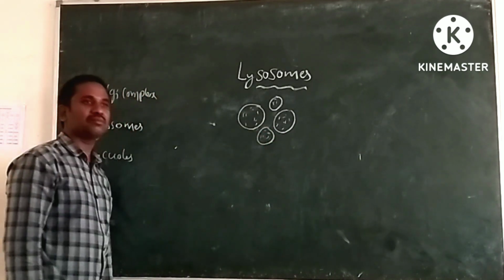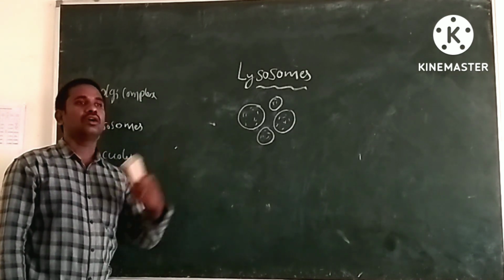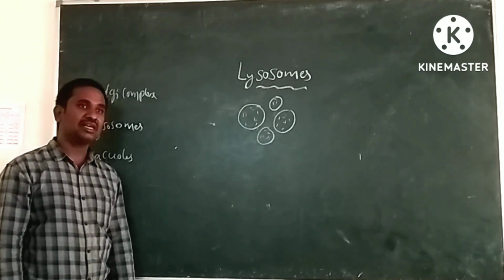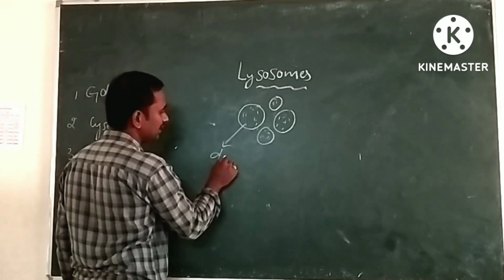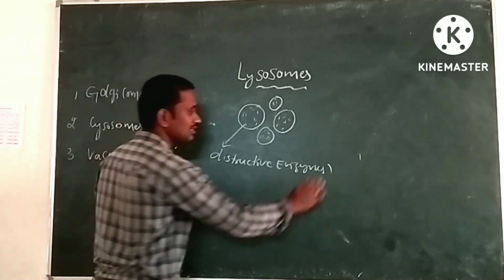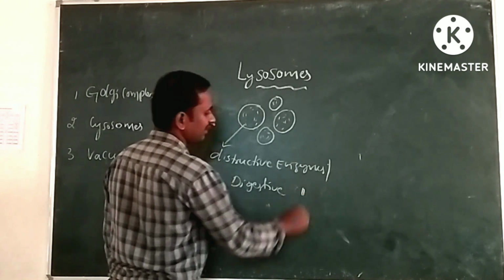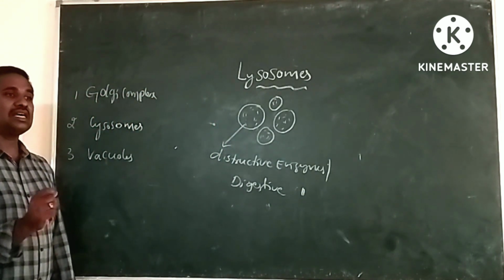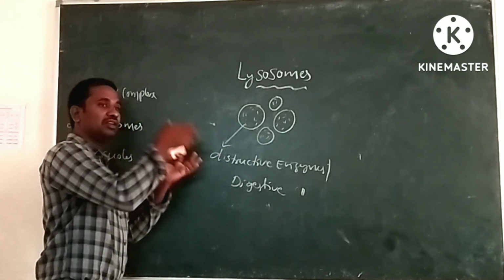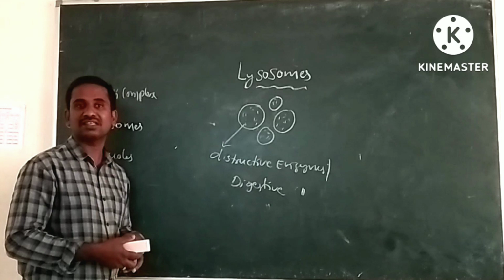In other words, the waste materials and poisonous materials are collected by the lysosomes, and they denature the unwanted materials of the cell and send them out of the body. Sometimes they have enzymes known as destructive enzymes, or in other words digestive enzymes, which can digest. So inside the cell, the waste and poisonous materials are collected and taken in, and the lysosome releases destructive or digestive enzymes and denatures that poisonous and waste material.